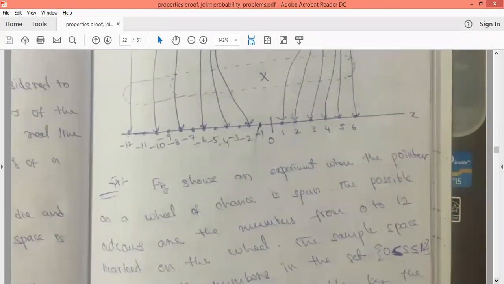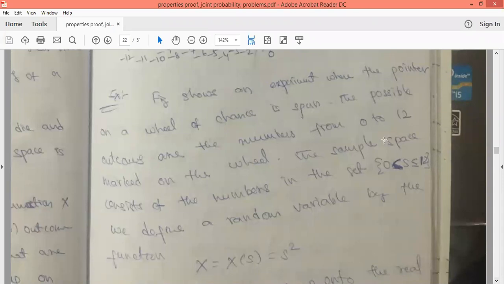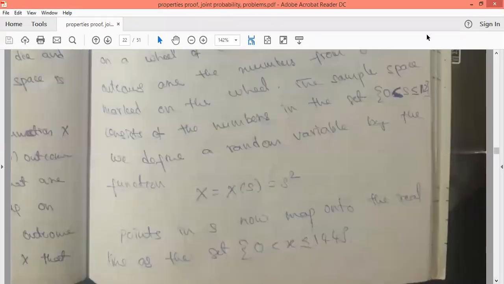This is the example for discrete. If you take the example for continuous, here we are taking the fair wheel. In the fair wheel, the outcomes are numbered from 0 to 12. Since it is continuous, what is the sample space? The sample space will be defined like this: 0 less than s less than or equal to 12. Now what is the random variable? It means it is a function. It is defined here as x of s is equal to s square.